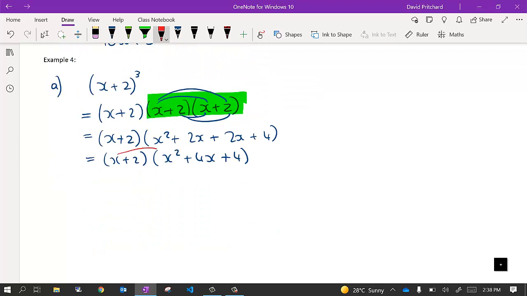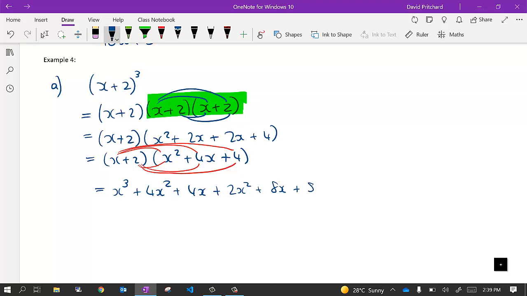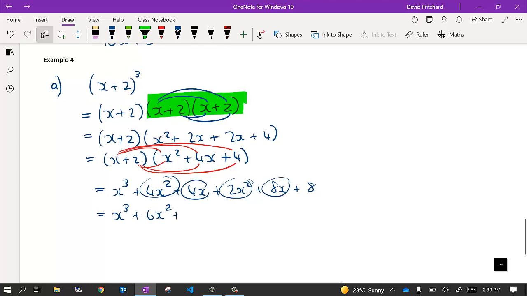And now when we look at multiplying by x and multiplying by 2, or we can do the same thing using distributive law, we get x cubed plus 4x squared plus 4x plus 2x squared, 8x, and 8. So grouping like terms, cubes, that's nice and easy. It's just one of them. The squares, there's 2, so we've got 4 plus 2, which is 6. The x's, we've got 4 plus 8, which is 12. And then we just got 8.